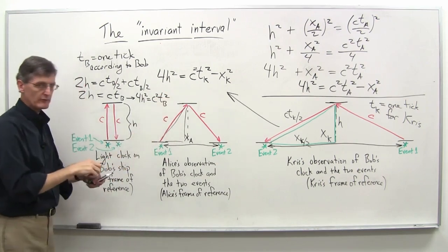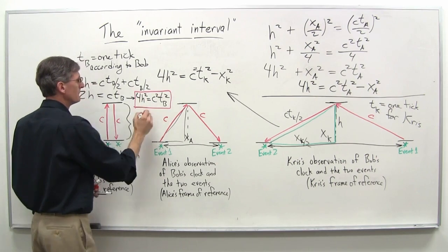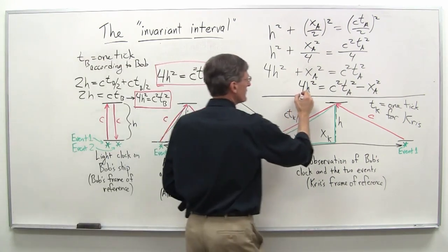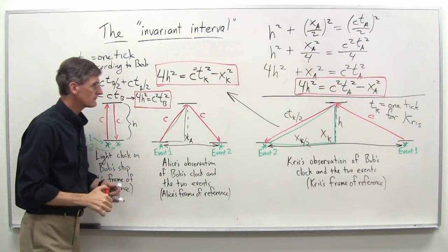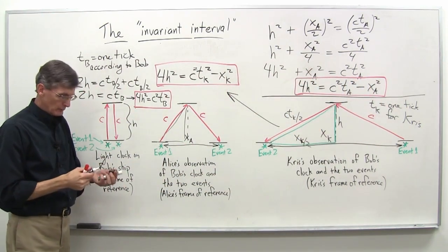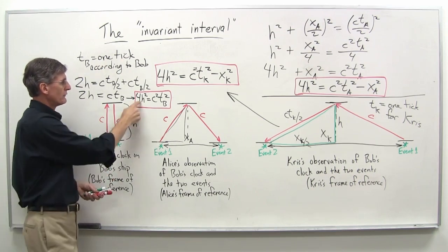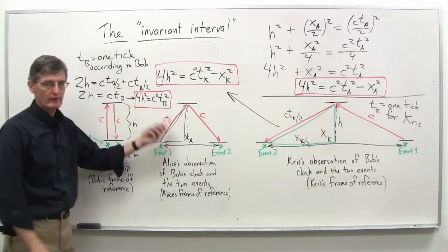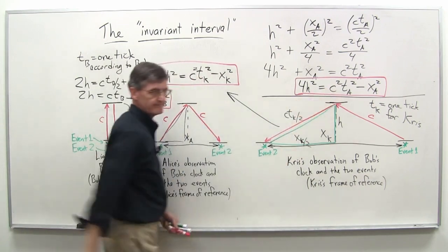So let's highlight these. This is Bob's here. This is Chris's result. And this is Alice's result. You may have hopefully caught on by now what's going on here, or have an idea. 4h squared, 4h squared, 4h squared. H is the same for all of them. Therefore, this equals that equals that.